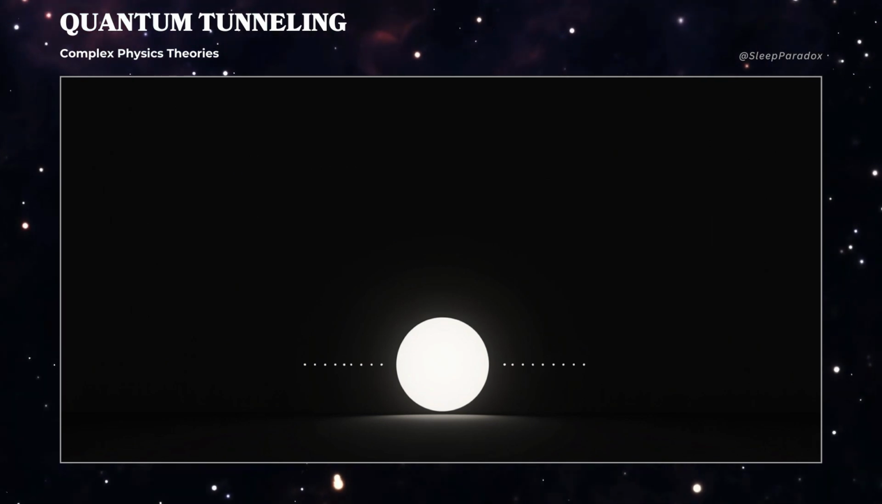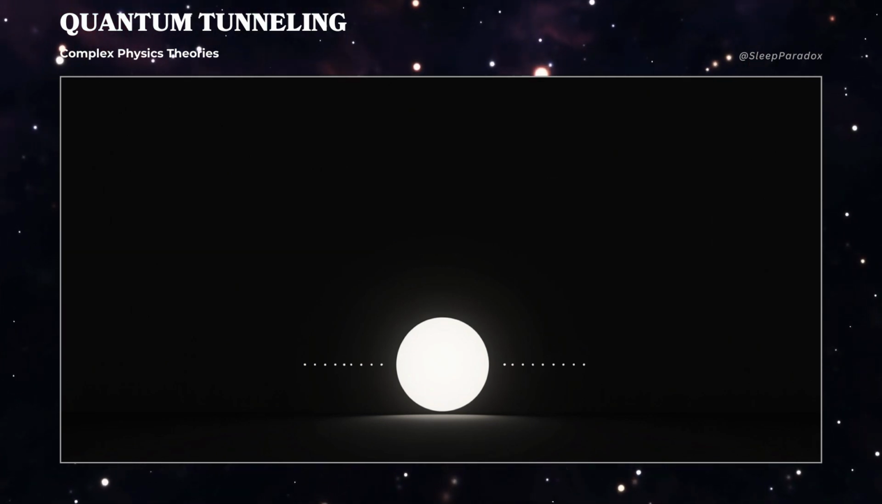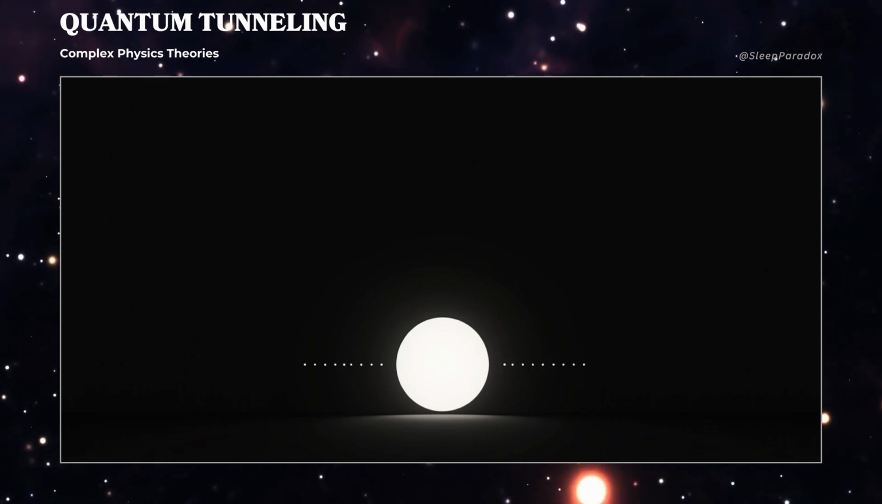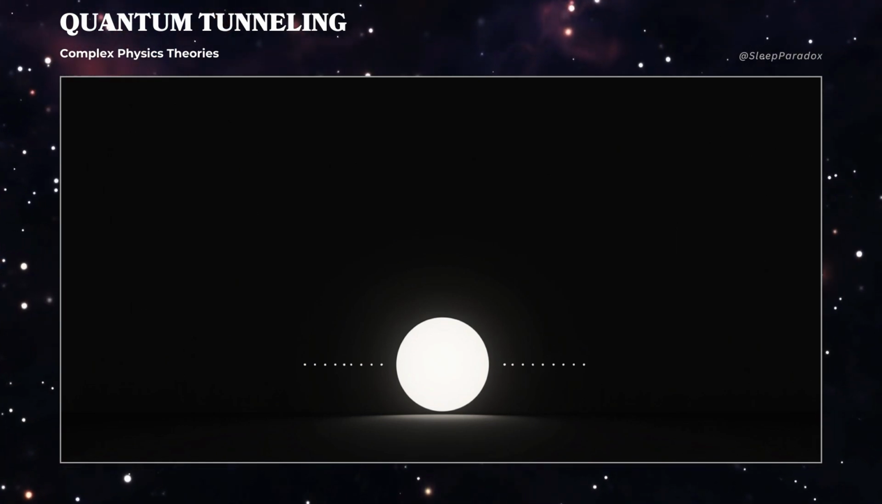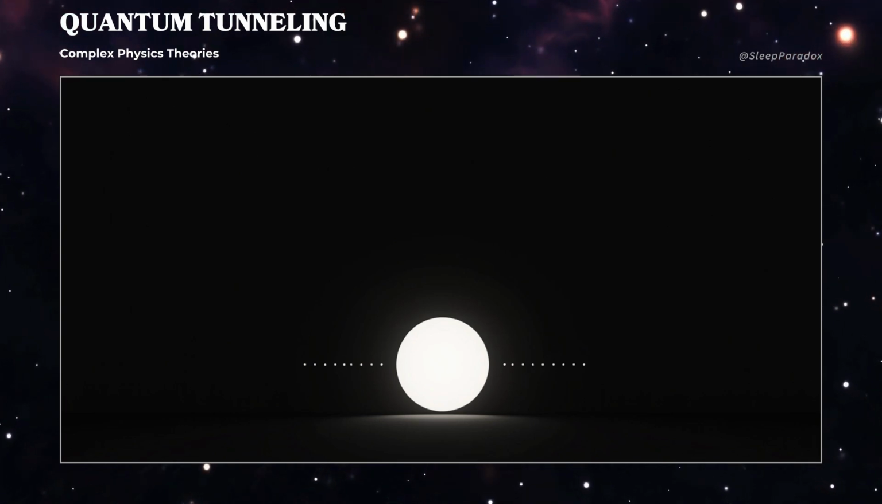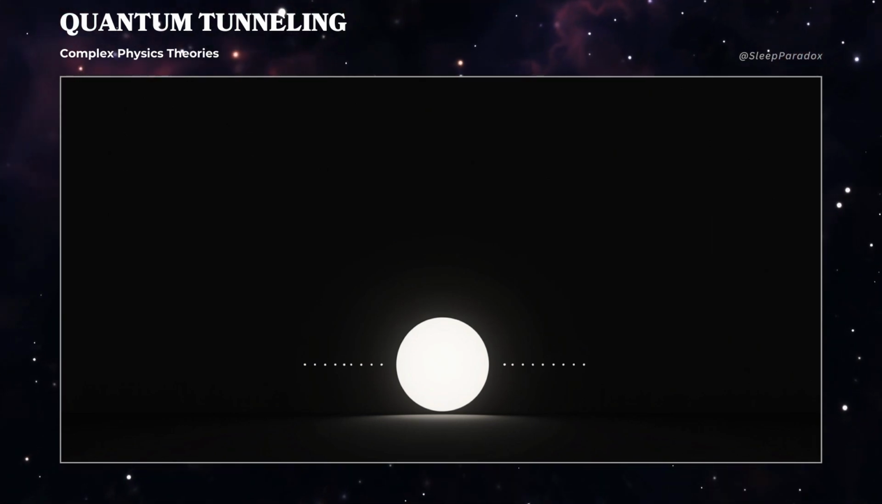The particle does not climb the barrier. It tunnels through it, and it does so without violating any laws of energy conservation. The key is that in quantum mechanics, the rules are not about definite paths, but about probabilities.